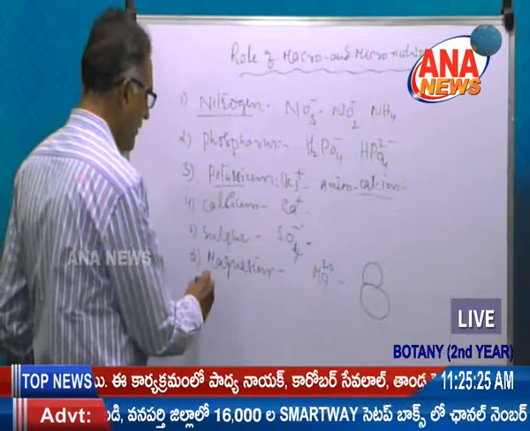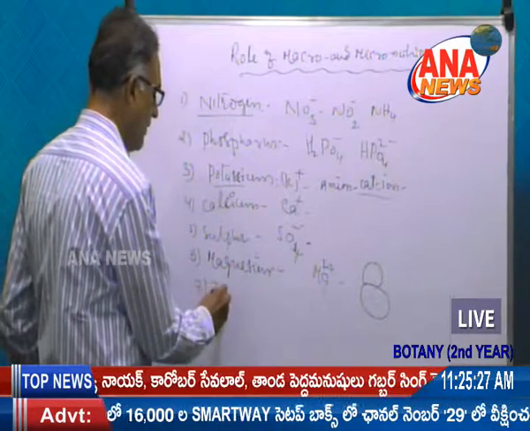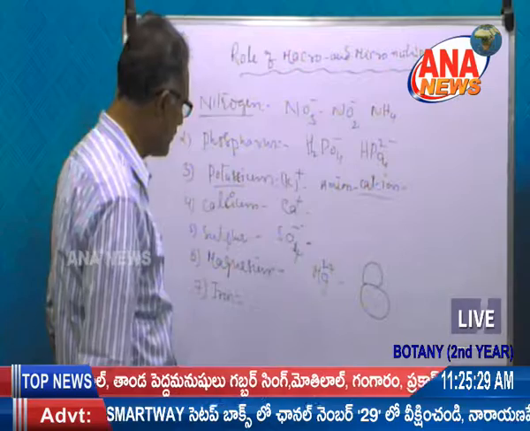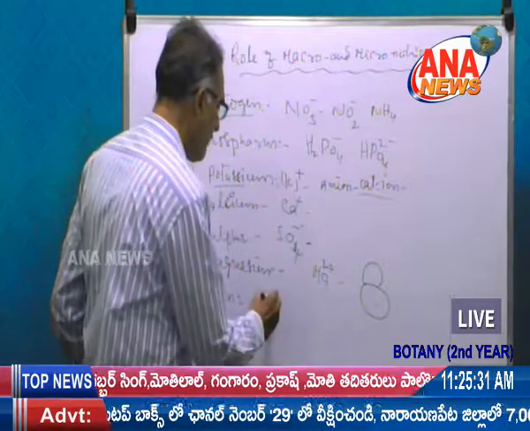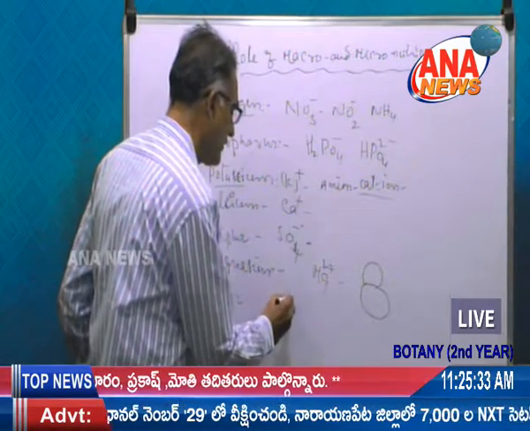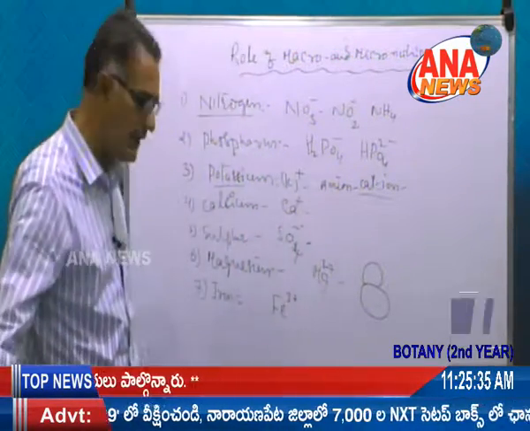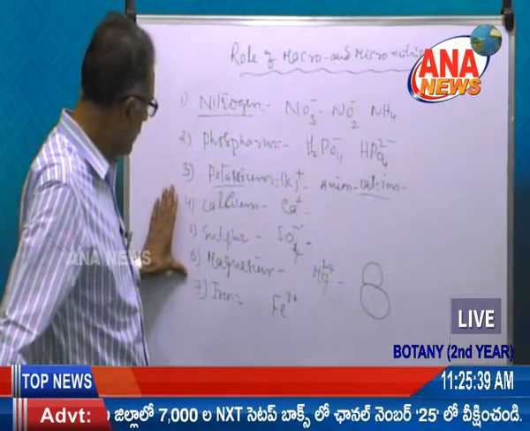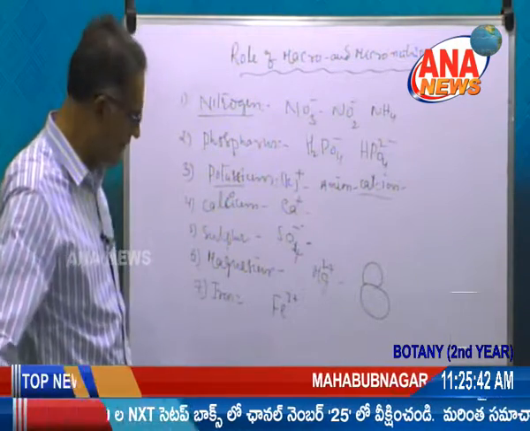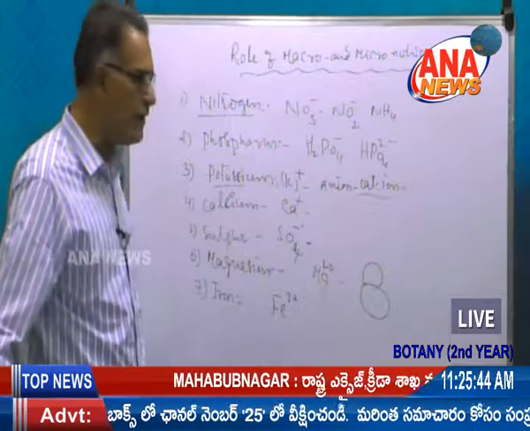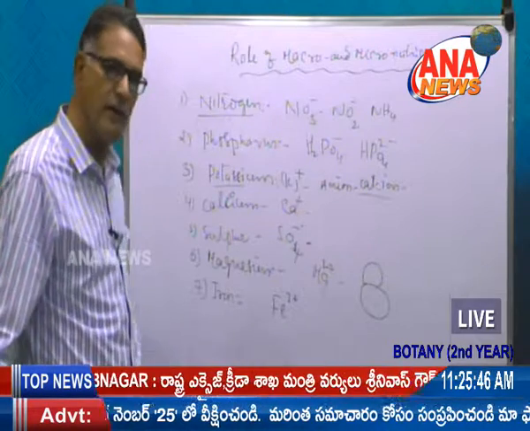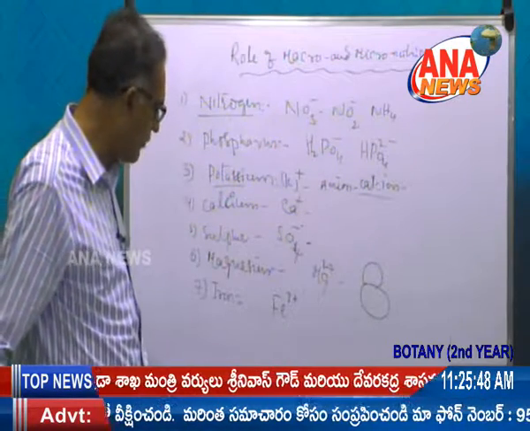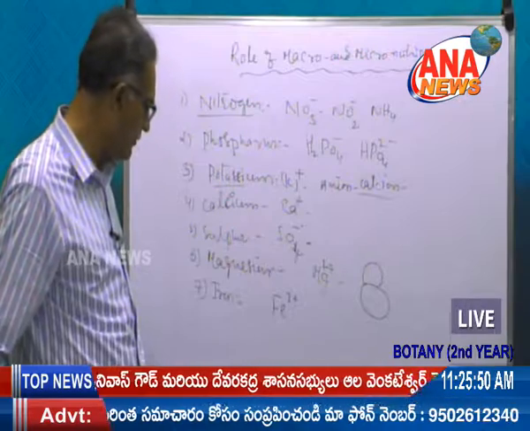Then iron, which is obtained from the soil in the form of ferric, Fe3+. Comparatively, these six are macronutrients. Iron is a micronutrient, and it is required in greatest amount compared to the other micronutrients.